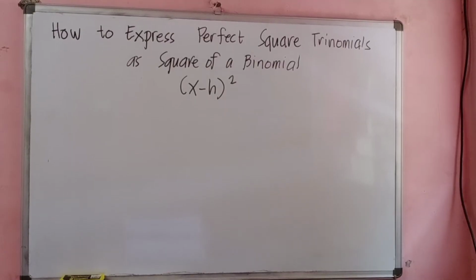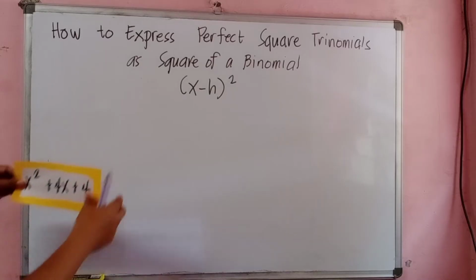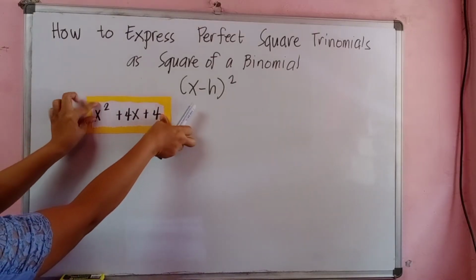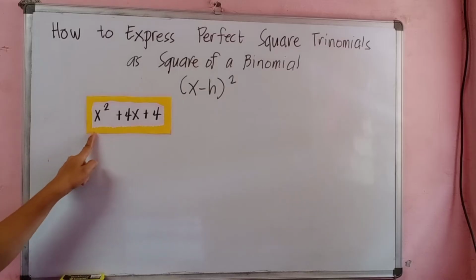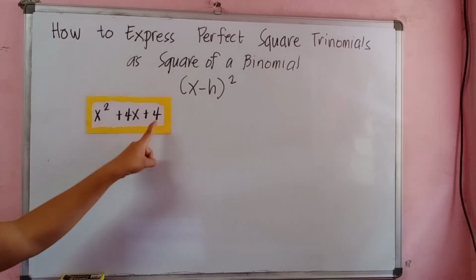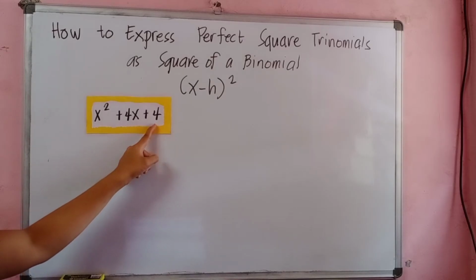How do we express perfect square trinomials as square of a binomial? Now, first, if we have x squared plus 4x plus 4, how do we know that this one is a perfect square trinomial? Now look at the first term. It must be a perfect square, so x squared is perfect. And the last term should also be a perfect square, and 4 is a perfect square.